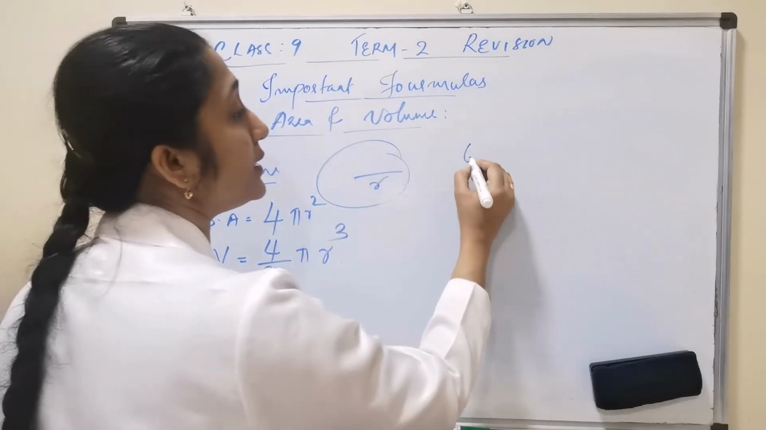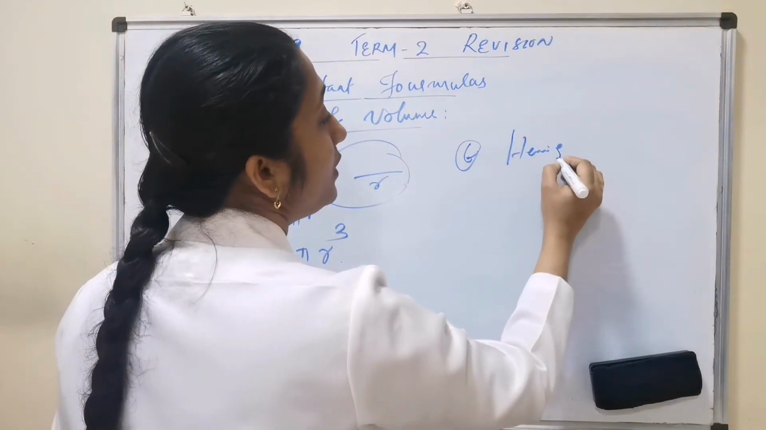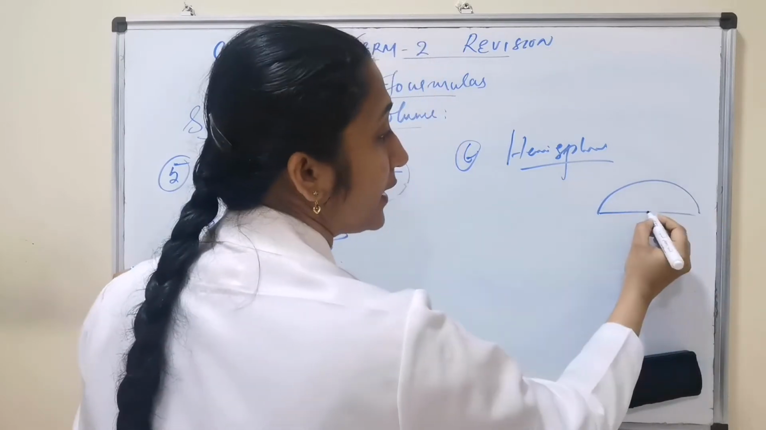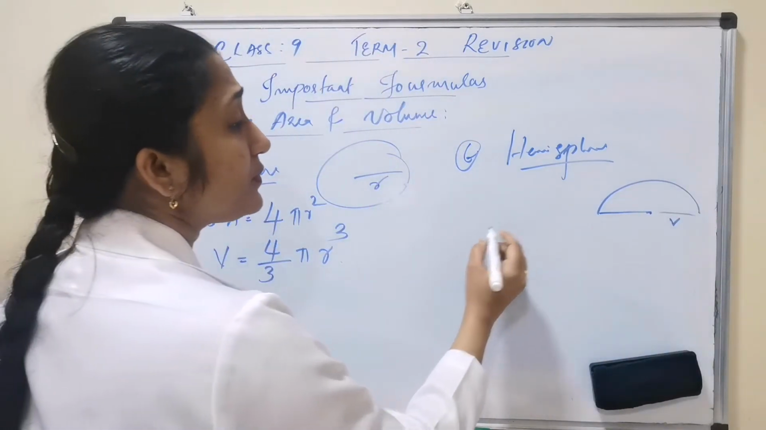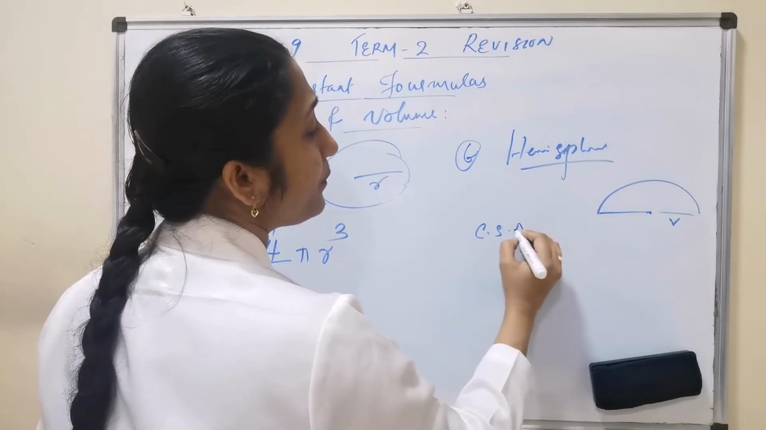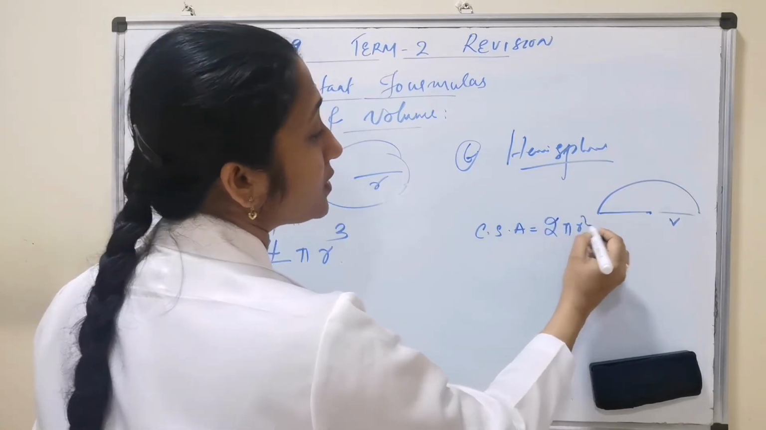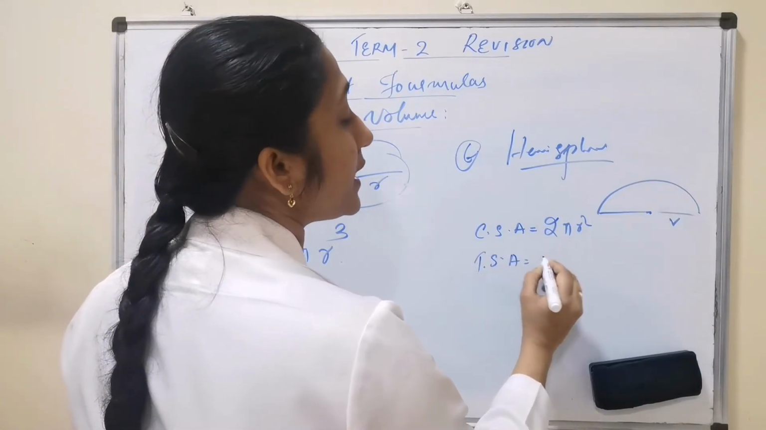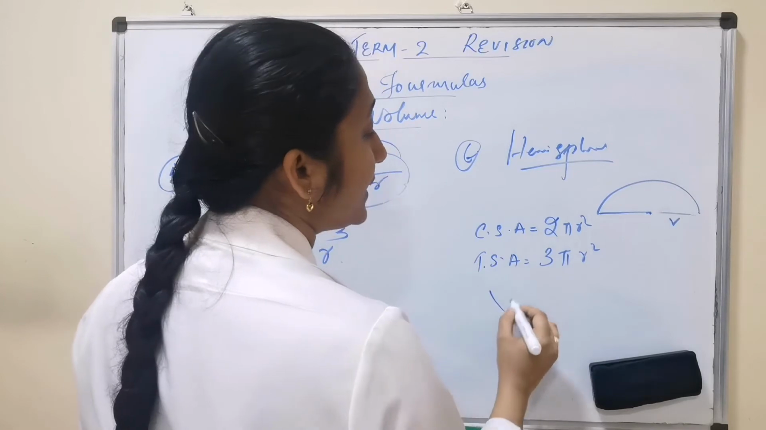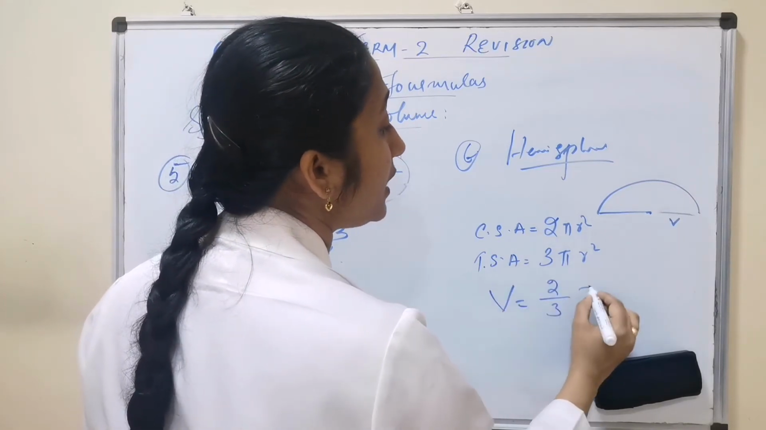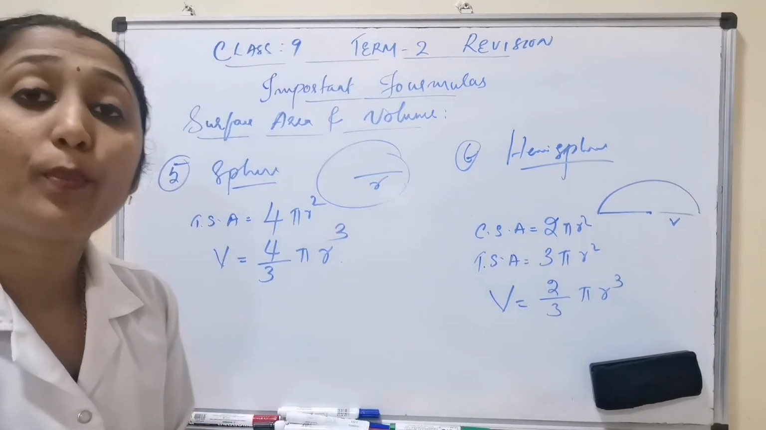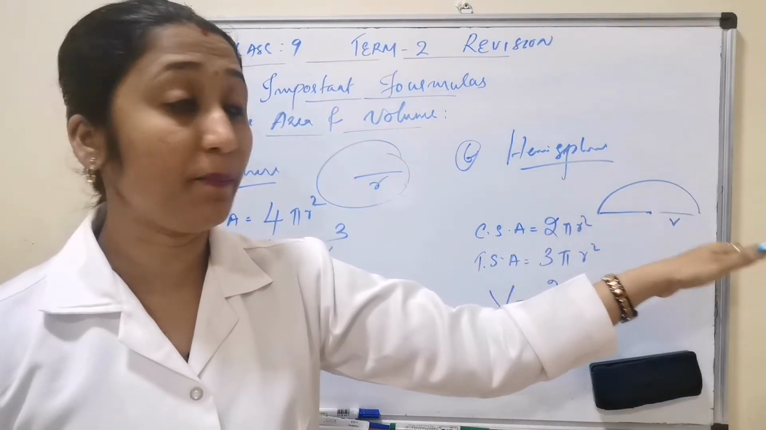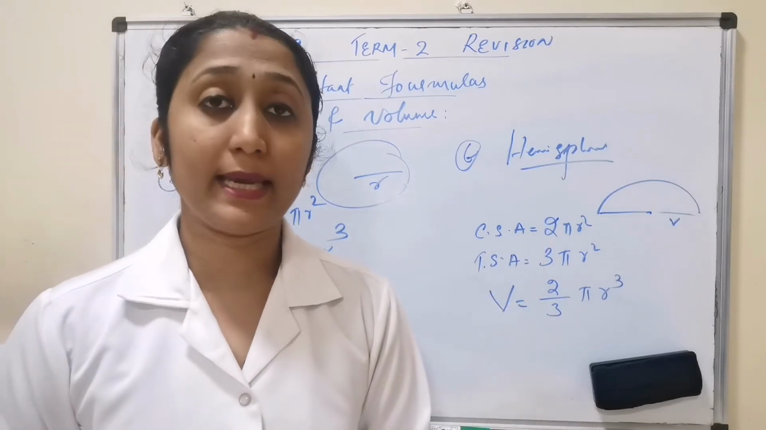Okay. Then the last one, sixth, is hemisphere. So the hemisphere is this line. This is the hemisphere. The radius is r. Then what is the CSA? That is equal to 2 pi r square. Curved surface area is 2 pi r square and the total surface area is 3 pi r square and the volume is 2 by 3 pi r cube. So the total surface area is 3 pi r square and volume is 2 by 3 pi r cube.